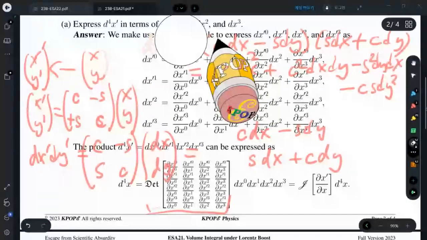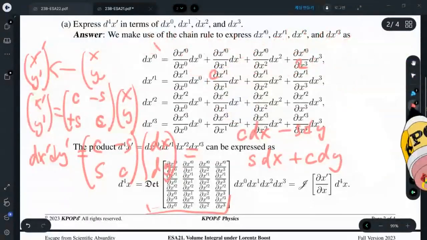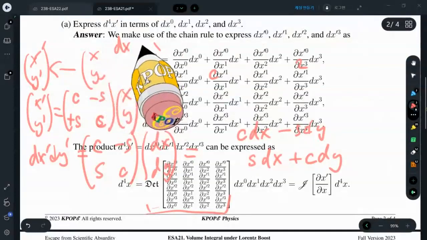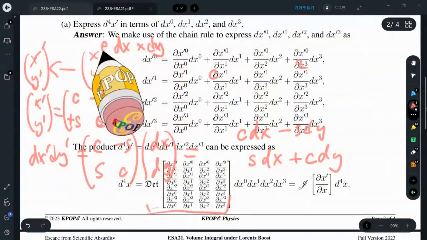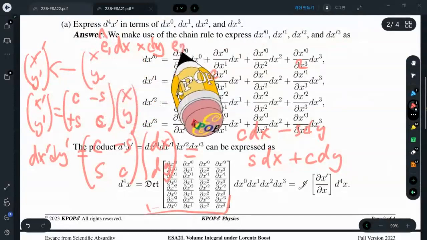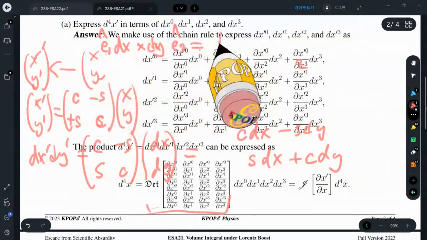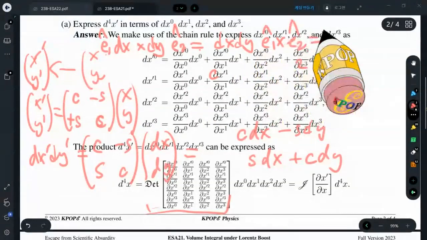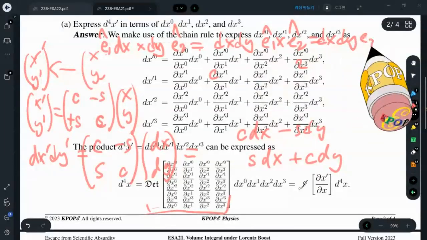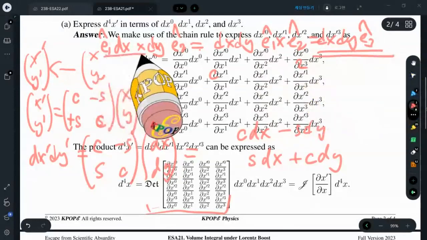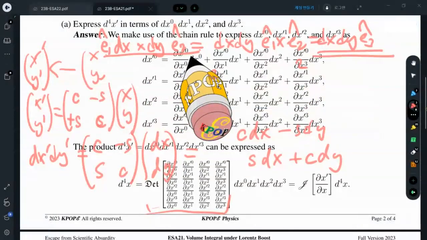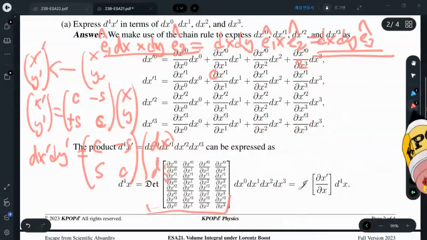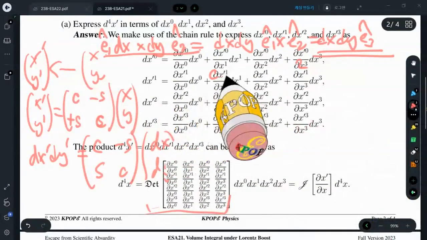Let's see. It should be dx cross dy, where E1 hat, E2 hat. The cross product will give dx dy E1 cross E2, that is dx dy E3 hat. Aha! It should have been the cross product. Okay, let's do the job again with the cross product.